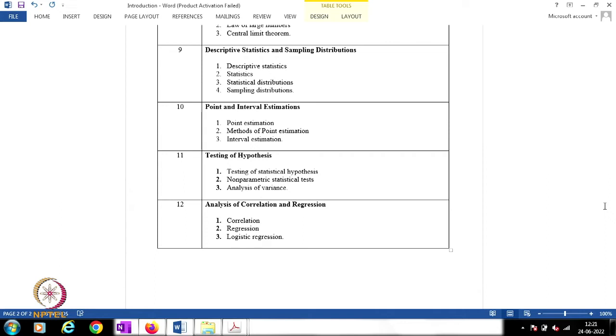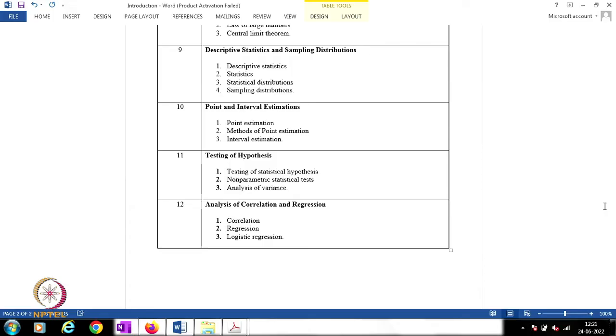And in topic 11, we cover the testing of hypothesis. Here also, the same thing: hypothesis testing can even be a separate course itself, but still we have covered it in a nutshell with concepts and examples. At the end of this topic, we cover the ANOVA, that is analysis of variance, also.